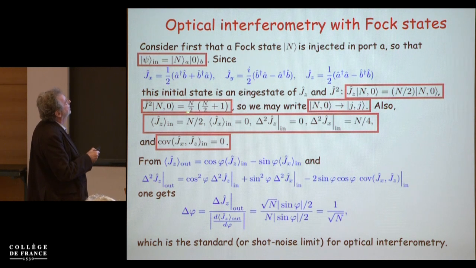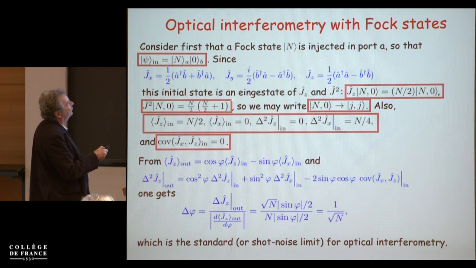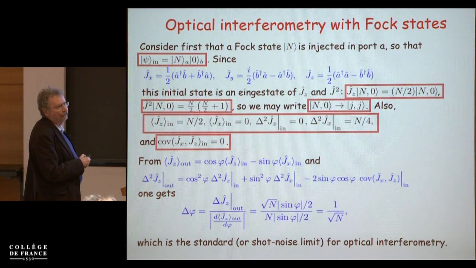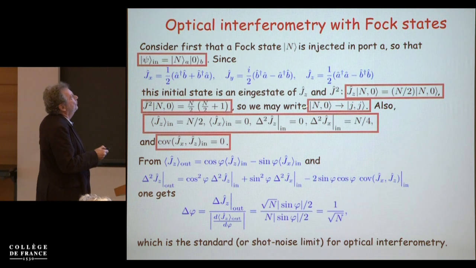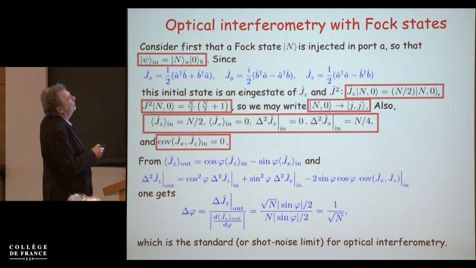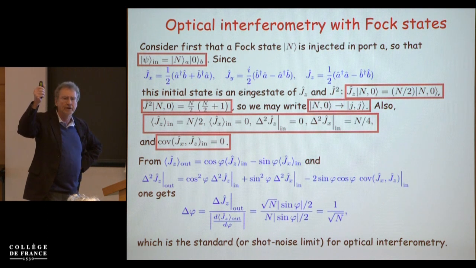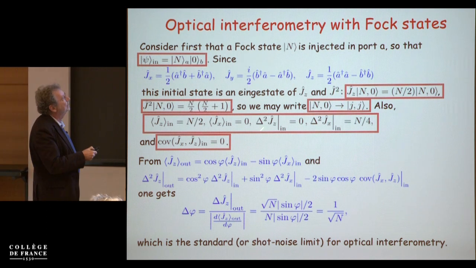And J square, which is given by n over 2 times n over 2 plus 1, applied to this just gives us the corresponding photon numbers. So J square is given by that times the state. I forgot the state here. So this state is an eigenstate of J square. Okay? So you see that it's actually an eigenstate of J square and Jz that corresponds to the maximum possible component of Jz. So I can write this state here as the state j, j.